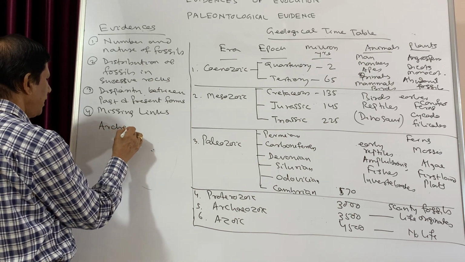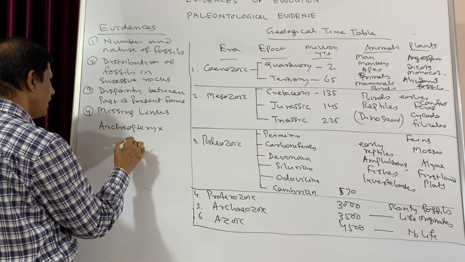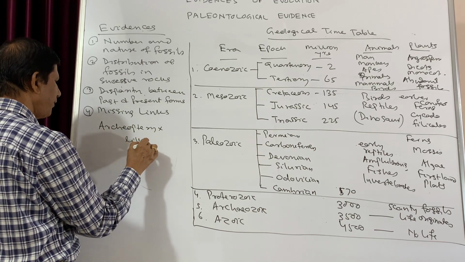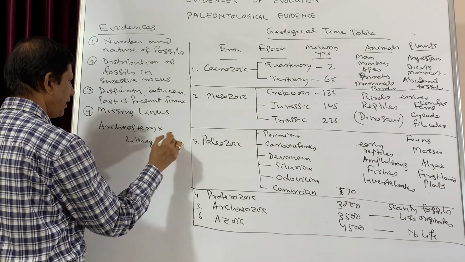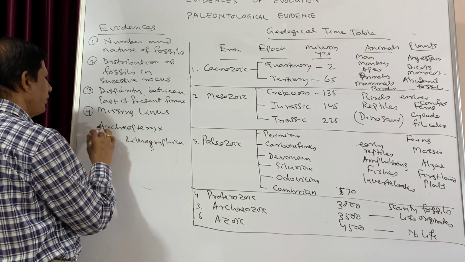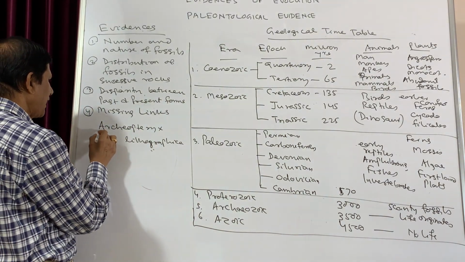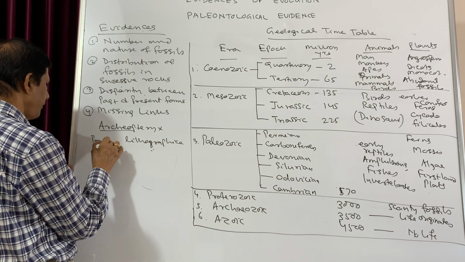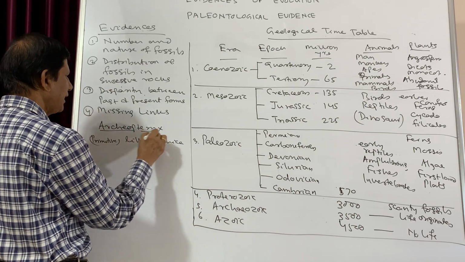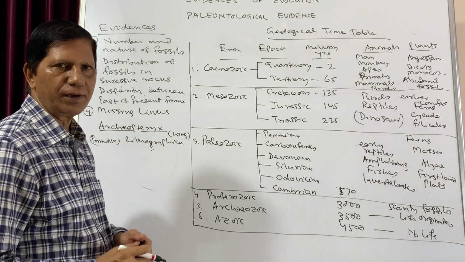archaeopteryx lithographica. So simply you remember archaeopteryx. Archaeo means primitive, and pteryx means wing. That means a primitive wing.